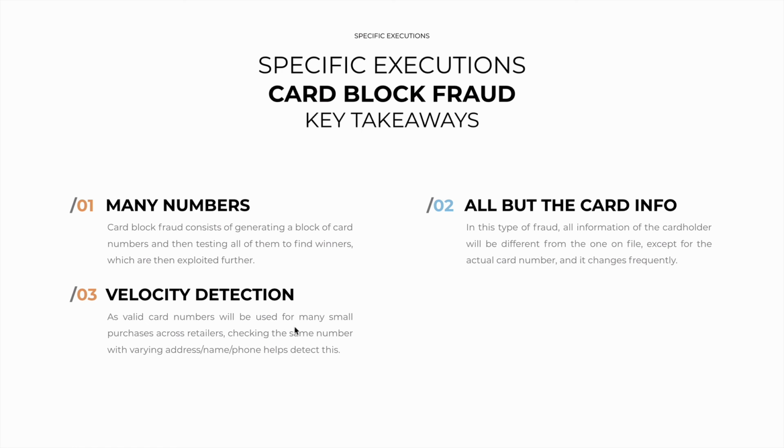Checking the same number with a varying address, name, or phone number is a good way to detect this type of fraud. So as we see, card block fraud is usually used by generating a block of card numbers, and it's especially effective if the banking institution for those generated card numbers is not protected, and if the retailers that the numbers are tested on are unprotected as well.